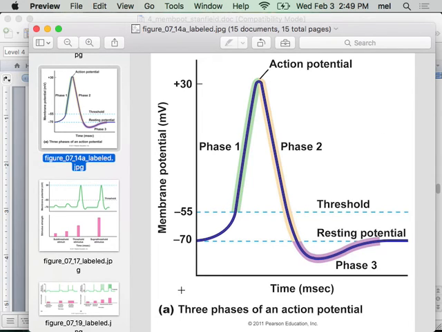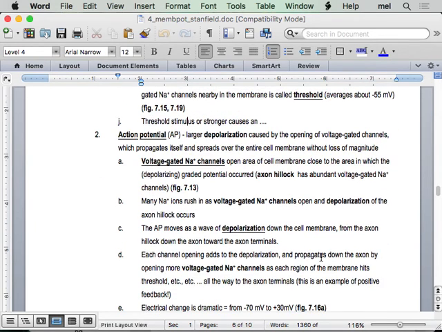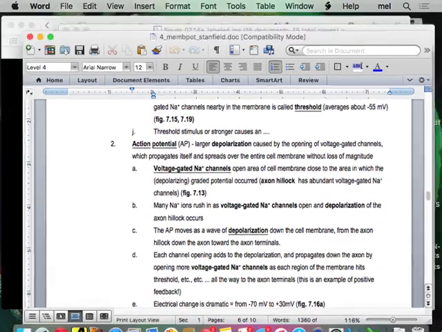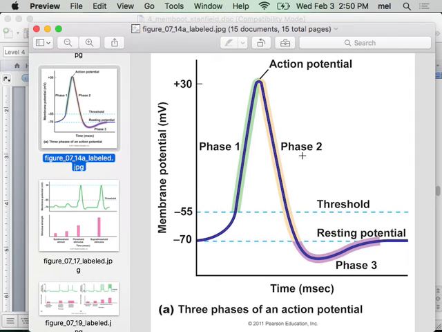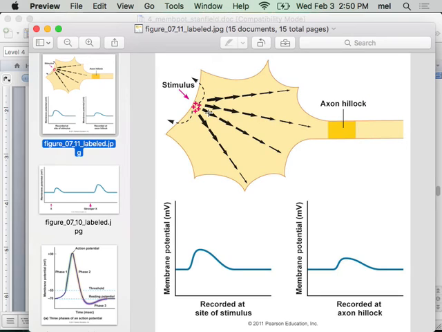And then we're going to put in the details of what channels are opening and closing at each point in the action potential in just a second. Okay, so it is a larger depolarization caused by the opening of voltage-gated channels, and it propagates itself. It's self-propagating. Hit the first domino, it'll take care of all the rest. And it doesn't lose magnitude. So when I say that the action potential is constant or doesn't lose magnitude, I don't mean that it doesn't go up and down. I mean that whereas with graded potentials, if you felt it over here, it would be strong, and you felt it over here, it would be weak. That's not the case with action potentials. They run all along the entire cell, okay?